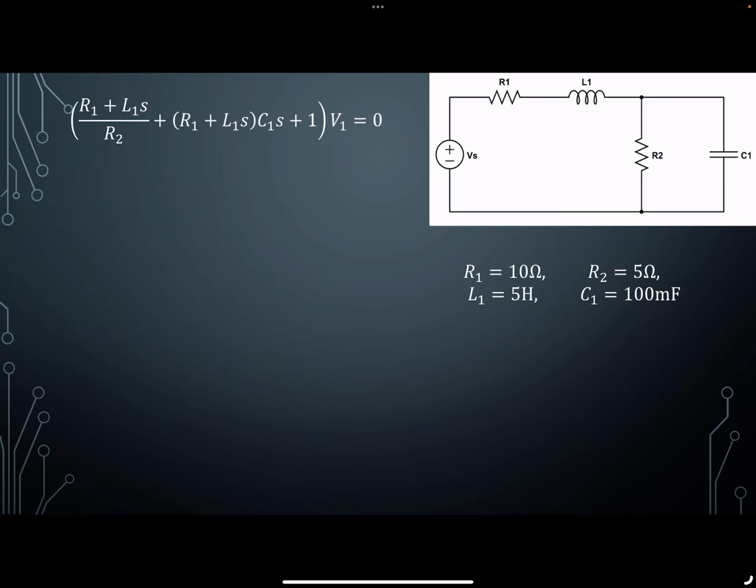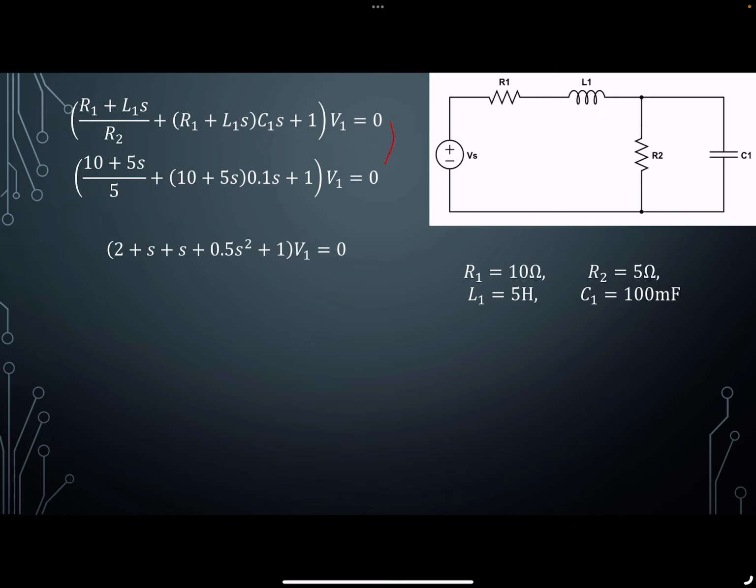Feel free to pause the video or take your time to work it out, but we can quickly find the characteristic equation for this circuit. Going from this step to this step, I plug in the values of R, L, and C, do a little simplification to get here, and then one more simplification, and we get here. In a standard form, we want the S squared term to have a 1 in front of it. So multiply through by 2, and here we get a standard form for the characteristic equation of the system.